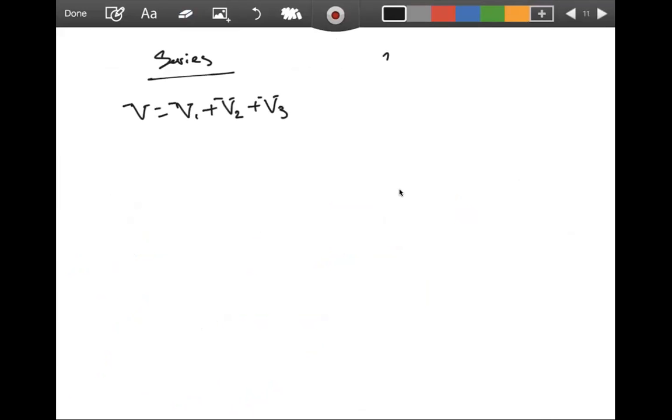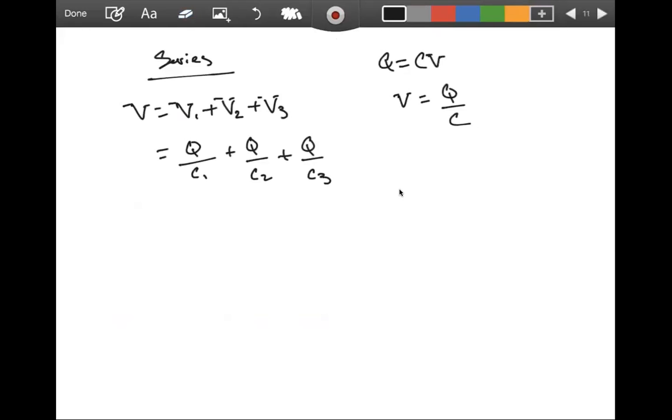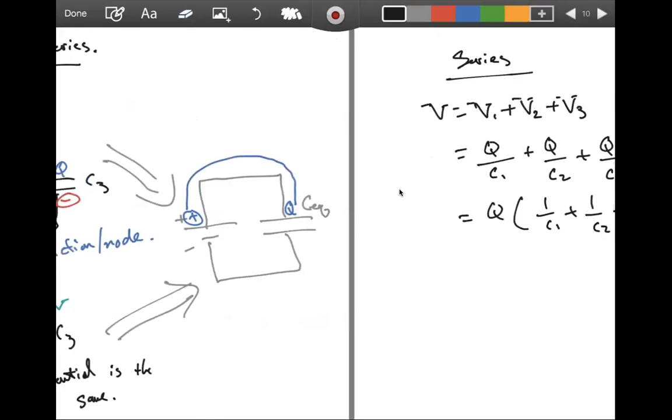V3. Now, using the fact that Q is equal to C times V, V is going to be equal to Q over C. So this is going to be the same thing as Q divided by C1 plus Q divided by C2 plus Q divided by C3. But since all the Q's are the same, it's the same thing as Q times 1 over C1 plus 1 over C2 plus 1 over C3. Now, let's go back to our claim.